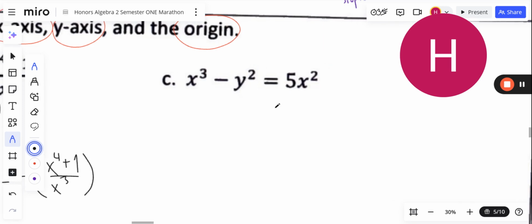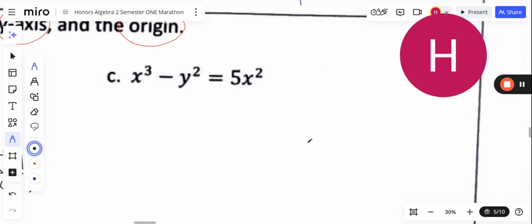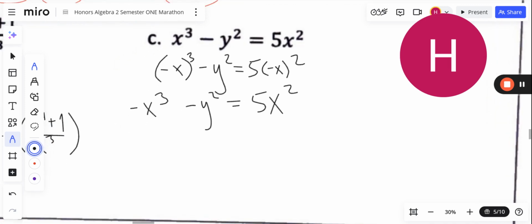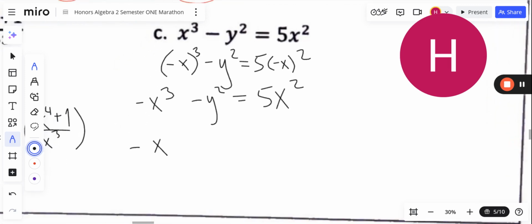Let's look at this one here. This is not a function. This is just a curve. So if we plug in negative x, 5 times negative x squared, this one becomes a positive. This one becomes a negative. So this is not the same. In fact, if you factor the negative out, see how now we have x cubed plus y squared? And so this will never be the same.